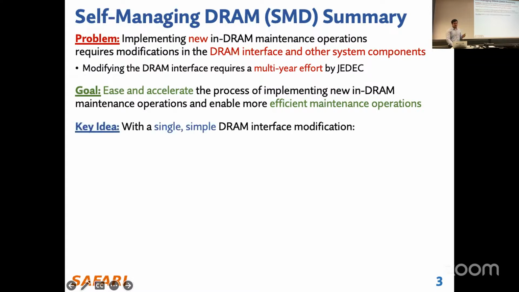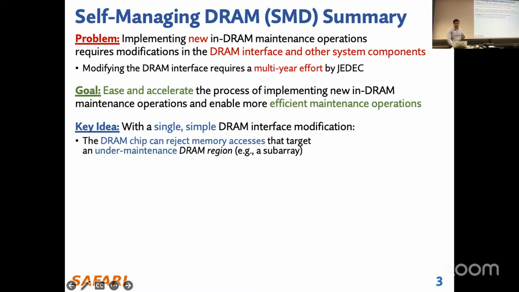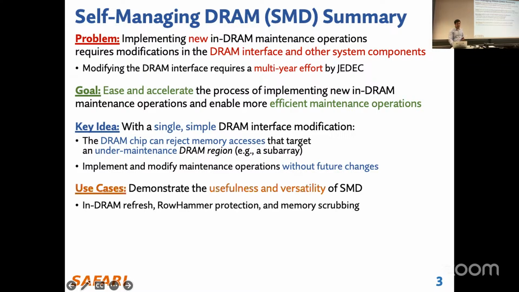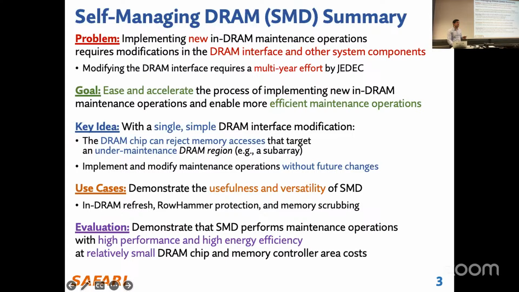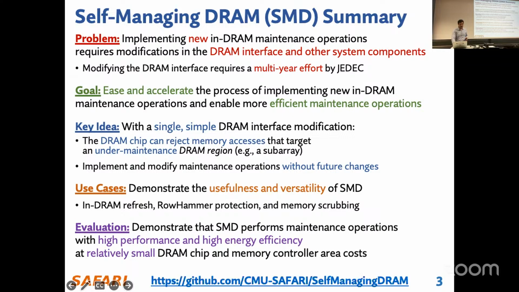And our key idea is to propose a simple change in the DRAM interface such that the DRAM chip can reject memory accesses that target an under-maintenance region in DRAM. And this single change in the interface allows DRAM designers to implement new maintenance mechanisms without any further changes to the interface and to other system components, but the DRAM chips themselves. We implement 3 in-DRAM maintenance mechanisms in SMD to show that SMD is useful and versatile. And our evaluations show that SMD enables performance and energy efficient maintenance operations at small area cost. And all our sources and data is open sourced at the link on the bottom.